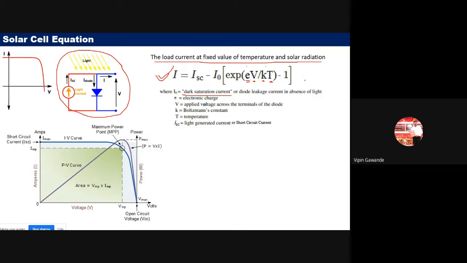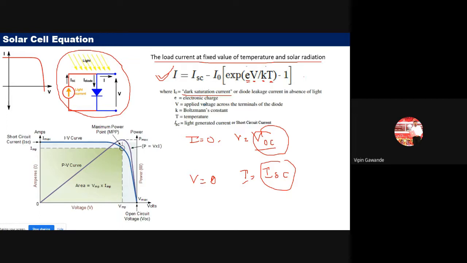Now considering these equations, we will calculate two values. When I is equal to 0, we get V is equal to VOC, the open circuit voltage. And when V is equal to 0, the current becomes the short circuit current. So we get two values, VOC and ISC. When these two values are on the IV characteristic, we get a point where we get maximum power.